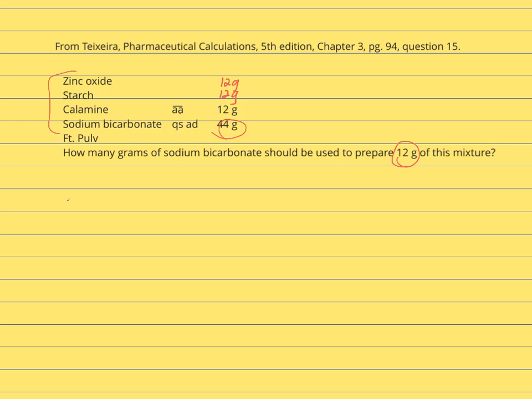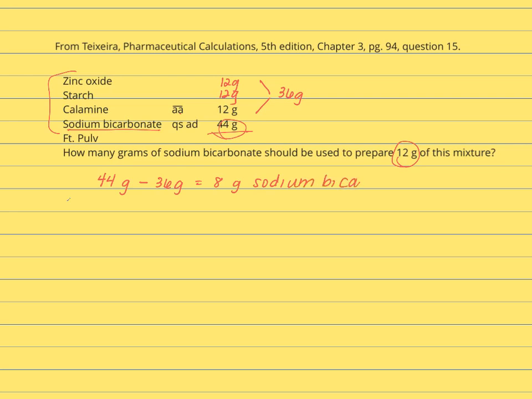And essentially what we're missing at this point is our amount of sodium bicarbonate, because this 44 grams refers to the total amount of the compounded powder that's made. So we can simply add these together. So 12 grams plus 12 grams plus 12 grams will give us 36 grams. And that weight represents the zinc oxide, the starch, and the calamine. And then just to find our sodium bicarb, we can take our total weight of the compounded powder minus the ingredients that we already know, and we can find that there are 8 grams of sodium bicarb.